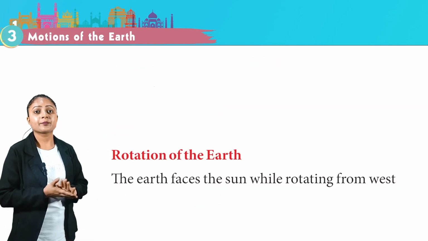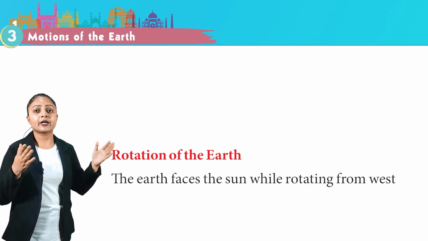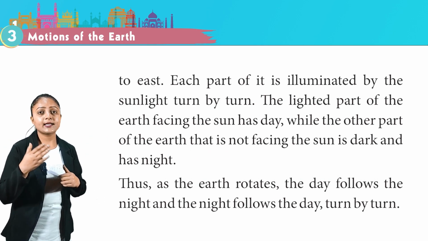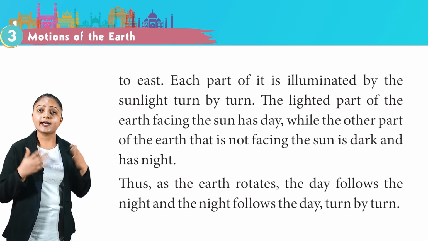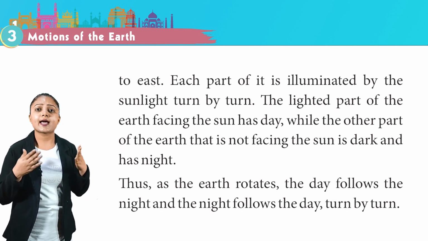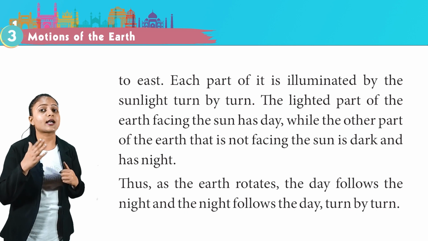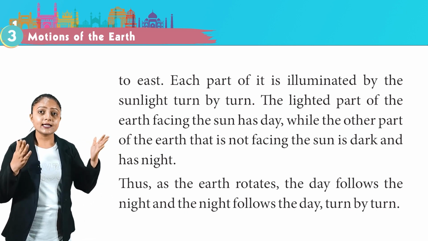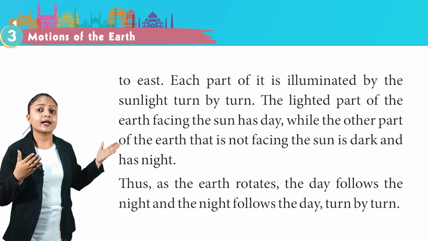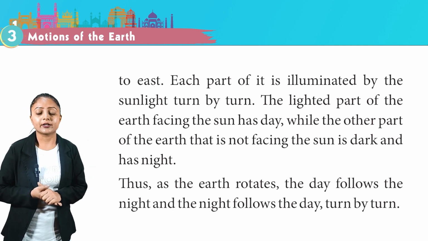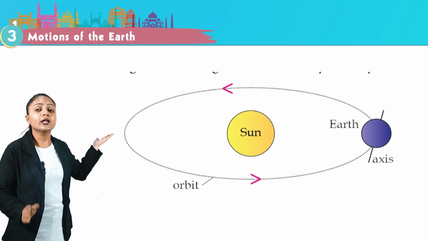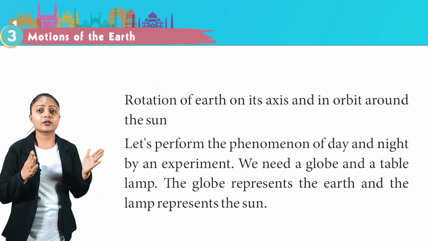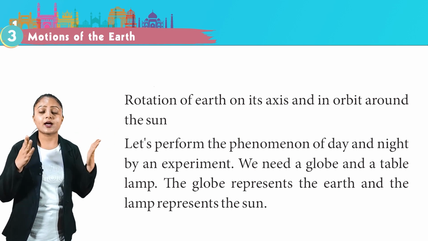Rotation of the earth. The earth faces the sun while rotating from west to east. Each part of it is illuminated by the sunlight turn by turn. The lighted part of the earth facing the sun has day, while the other part of the earth that is not facing the sun is dark and has night. Thus, as the earth rotates, the day follows the night and the night follows the day turn by turn. This image is showing the rotation and revolution of the earth: rotation of earth on its axis and in orbit around the sun.